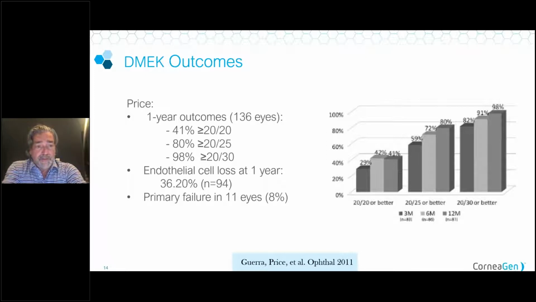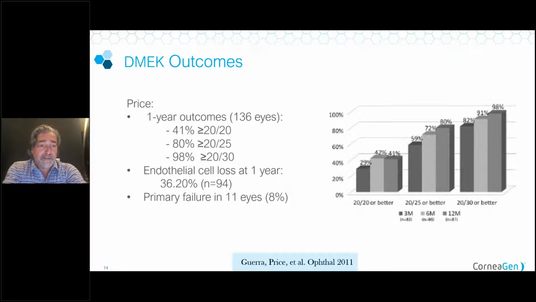Although the outcomes are good, if you look at Price's study of 136 eyes at 1 year, 98% saw 20/30 or better, which is impressive. 80% were 20/25 or better, and there were a lot of eyes that were 20/20 or better.